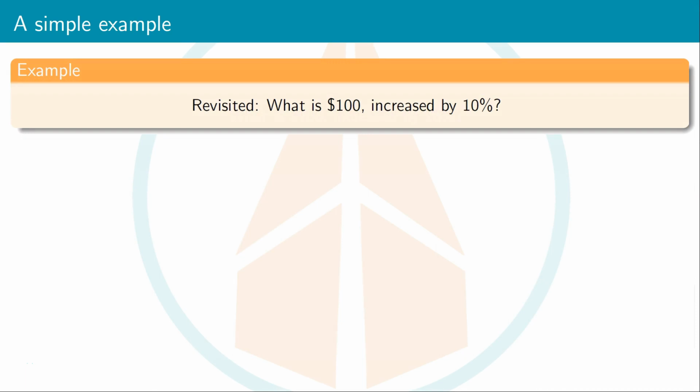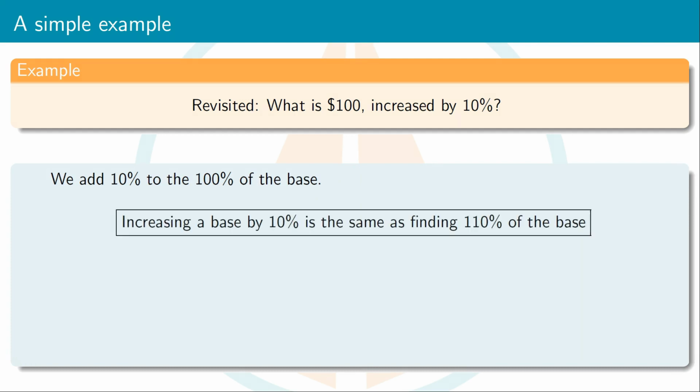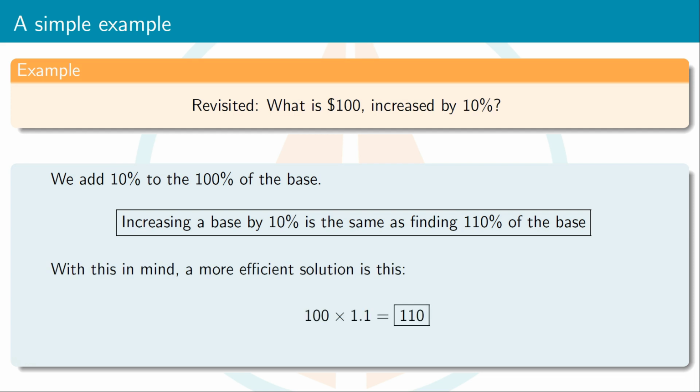This two-step process is not efficient, of course. We can try to revise this solution. We can add 10% to the 100% of the base. The base represents 100%. So we'll notice that increasing a base by 10% is the same as finding 110% of the base. With this in mind, we can rewrite this solution as a one line.